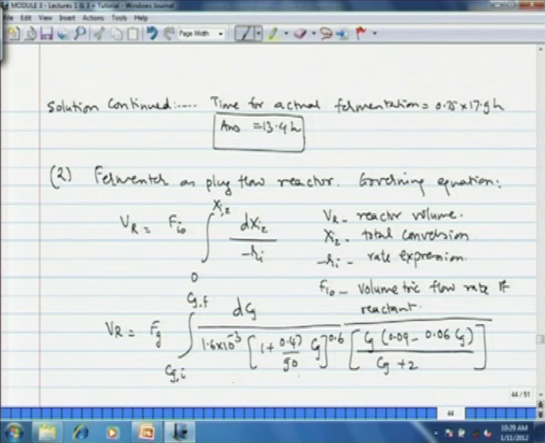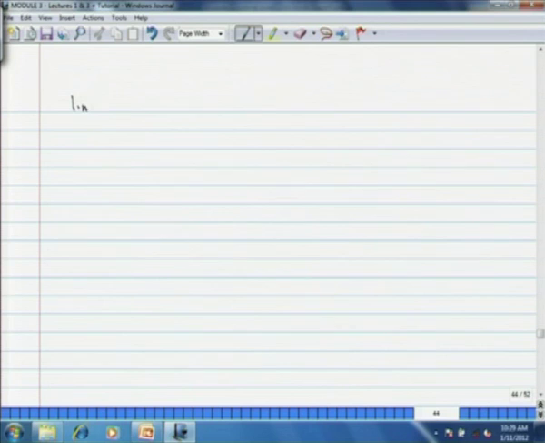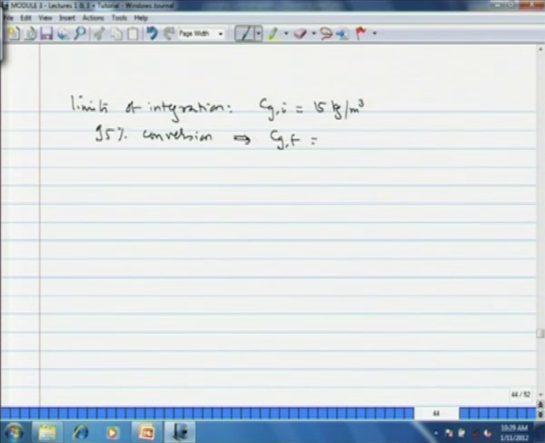So, this is the volume that we get in the form of integral. Now, the limits remain the same. We have been given that the initial concentration of glucose is the same as that for the batch reactor, 15 kg per meter cube, and conversion is also the same, 95% conversion. So the final concentration is 0.05 into 15, that is 0.75 kg per meter cube.